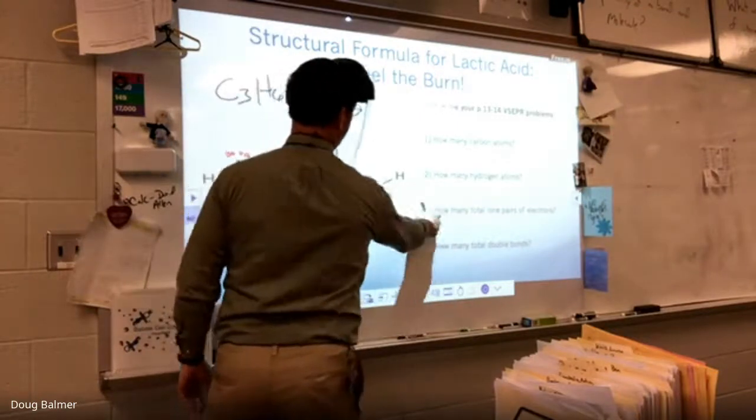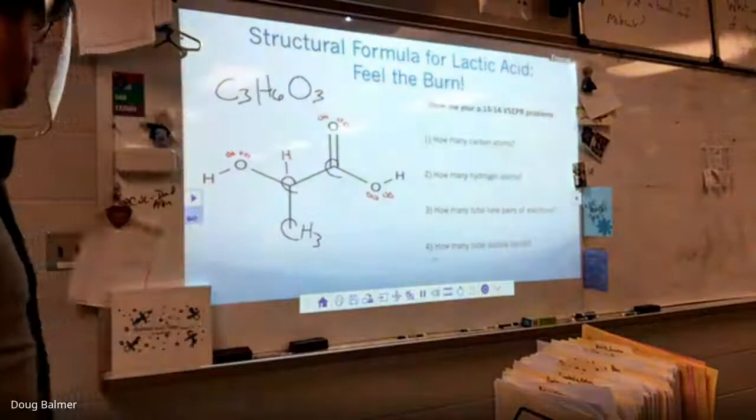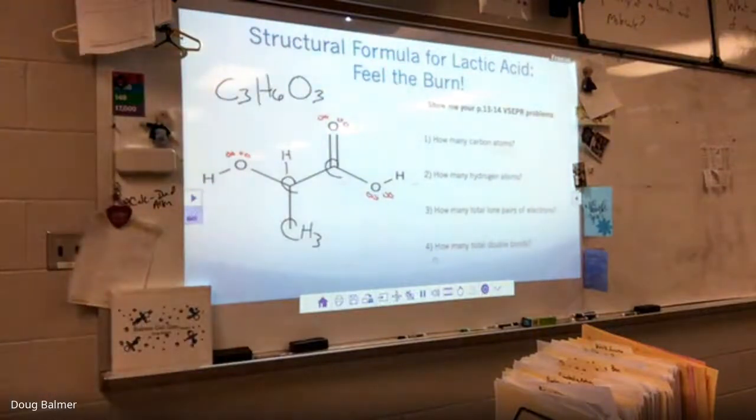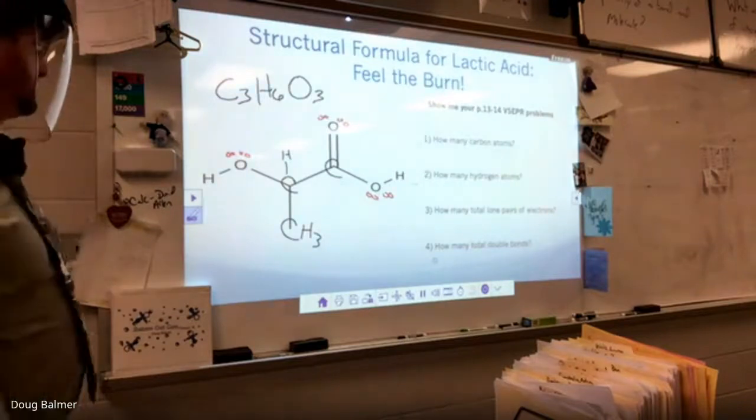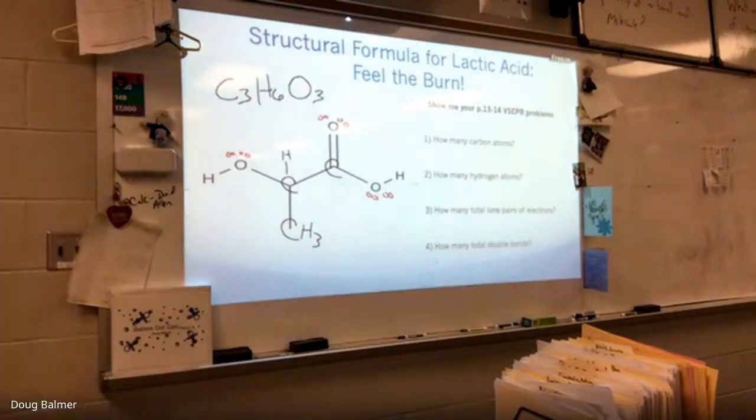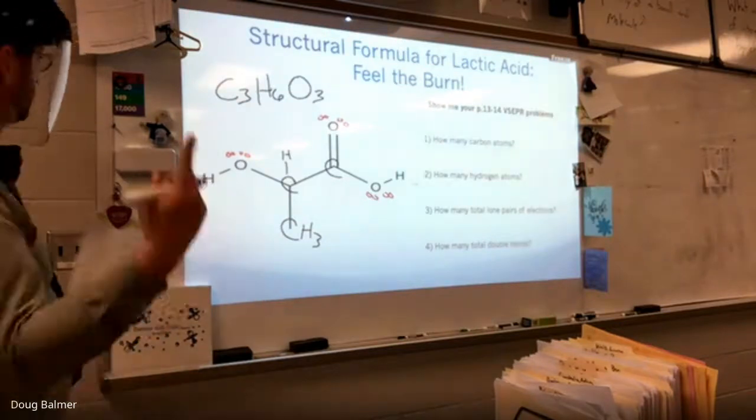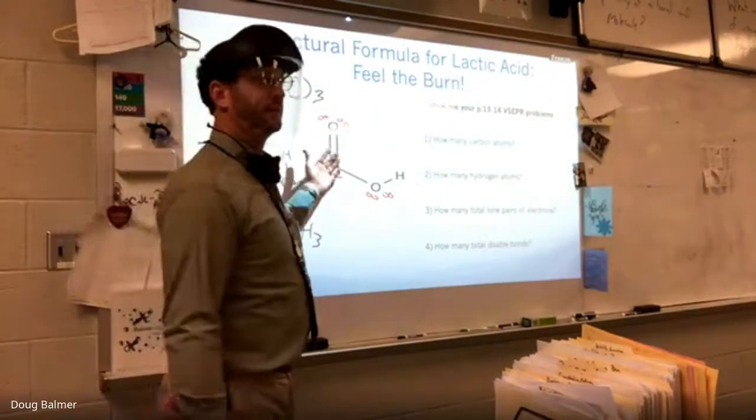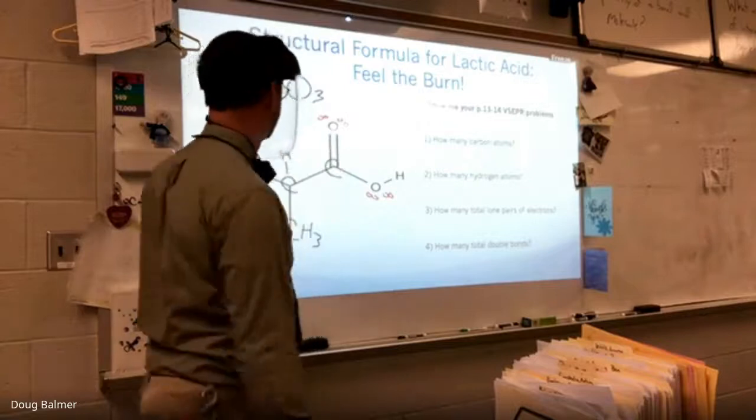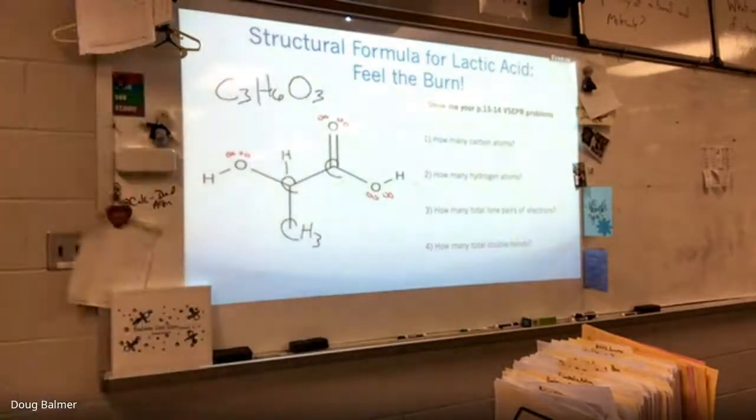So if you were answering the question off to the side here, how many total lone pairs of electrons are there? 1, 2, 3, 4, 5, 6 lone pairs. Good. And then finally, how many double bonds are up there? Just 1, right? There's a double bond right here. 2 lines.